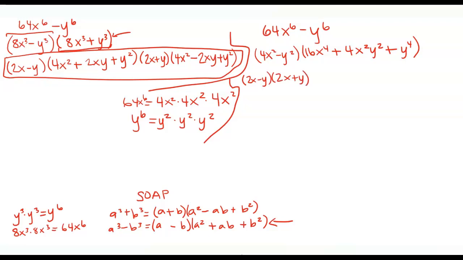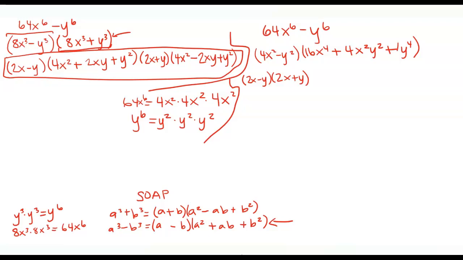16x to the 4th plus 4x squared plus y to the 4th. It looks like it should go further, but at first glance, we can't see how it does. We might say, oh, 16 times 1, well, that's 16. There aren't factors of 16 that are going to add up to 4.